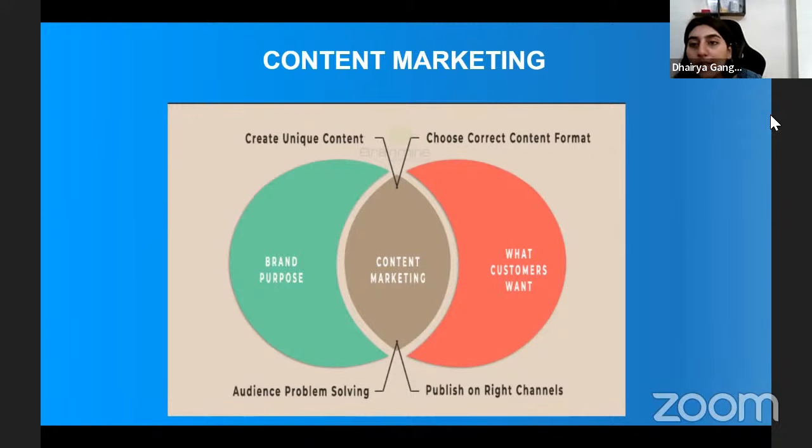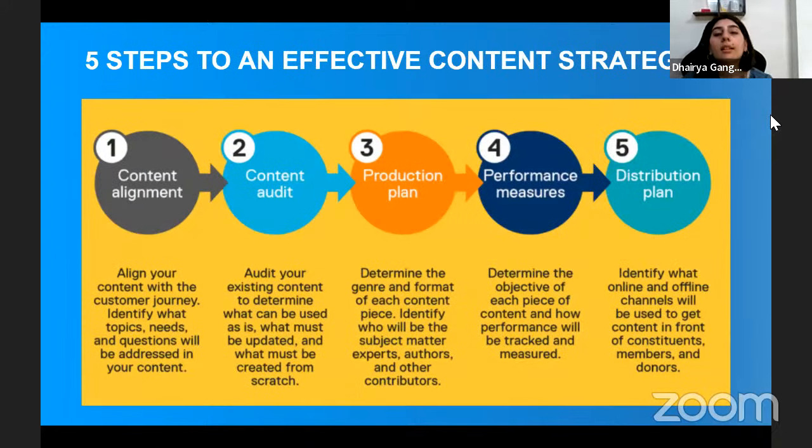So create unique content. Don't copy paste. You can take inspiration from other people's content. You can choose the same topics, but it should be unique in terms of the value you're providing. Choose the correct content format, right? Solve your audience's problems via your content and publish it on the right channels. Once you do all of that, you will realize you're falling at the intersection of the perfect ikigai, which is you being able to hit a chord between what your consumers want and what you want to do as well.